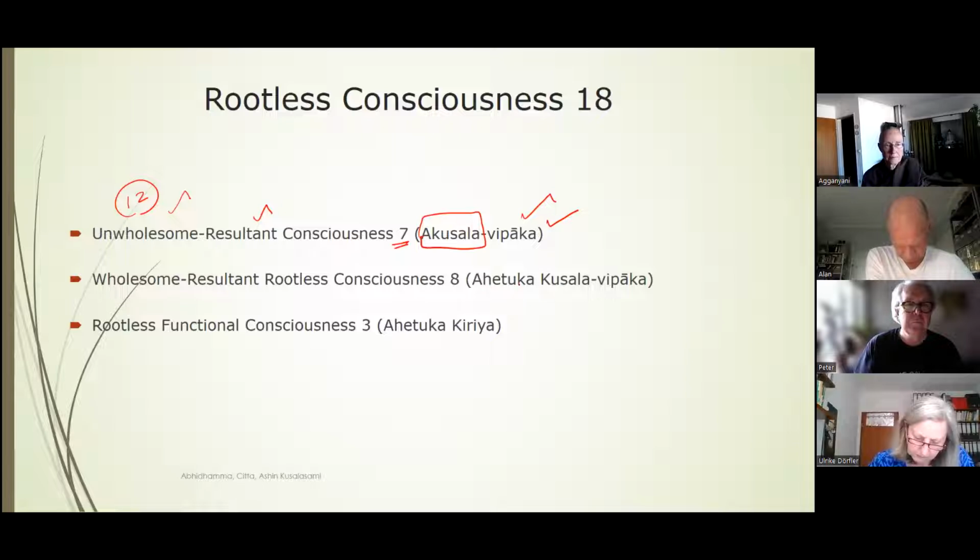And the second group is Ahetuka Kusala Vipaka Cheta. I will talk about Ahetuka later. Kusala is the opposite of Akusala. Kusala is wholesome; Akusala means negative. So the opposite of wholesome is unwholesome. Ahetuka means rootless. Vipaka is resultant.